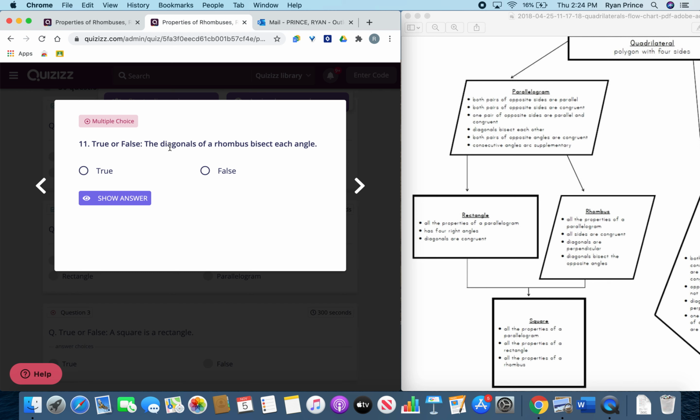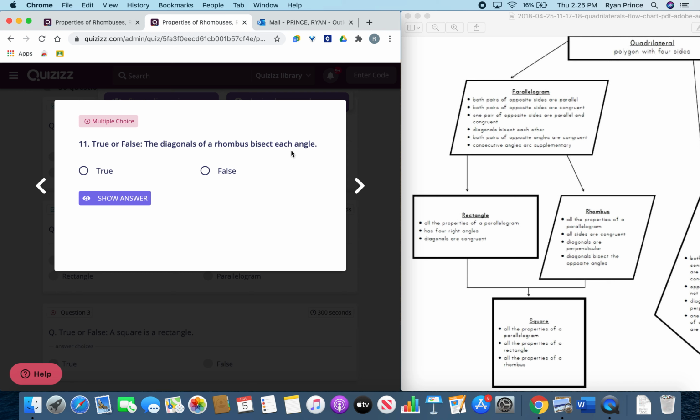True or false, the diagonals of a rhombus bisect each other. Well, what's it say? Diagonals bisect the opposite angles. Okay, it doesn't tell you right here, but if I look up here under parallelogram, diagonals bisect each other. So since all parallelograms have diagonals that bisect each other, then everything below parallelogram, all the special types, will have diagonals that bisect each other.